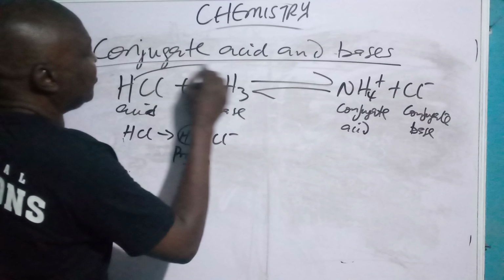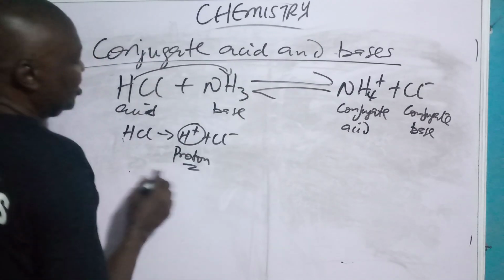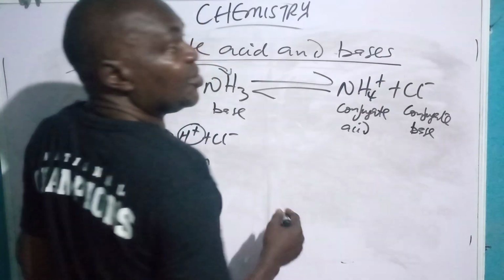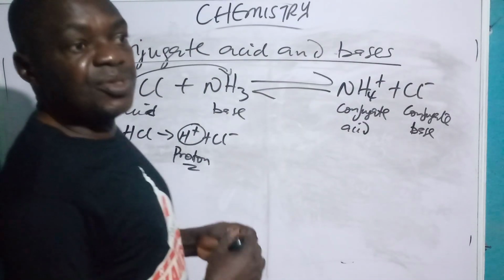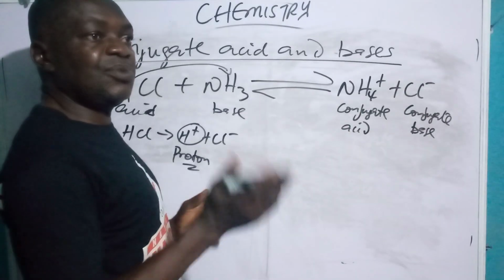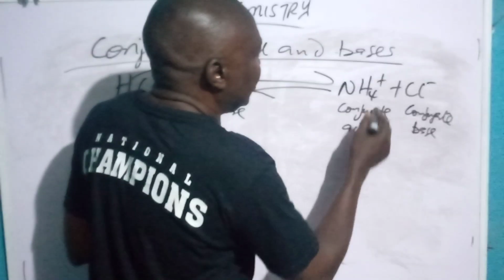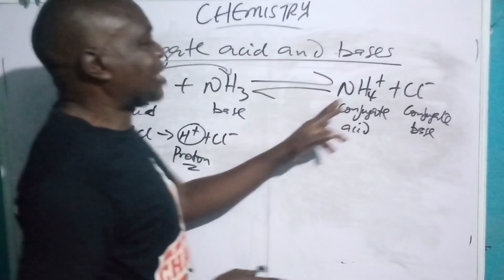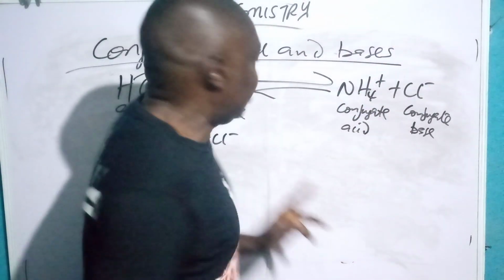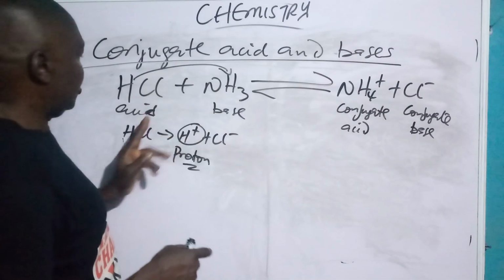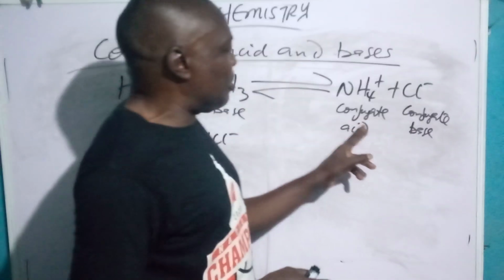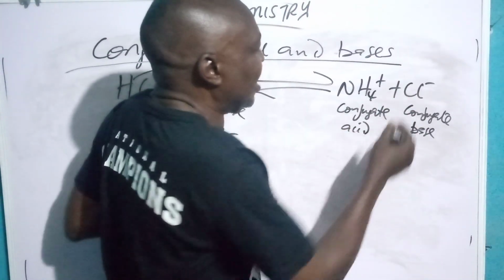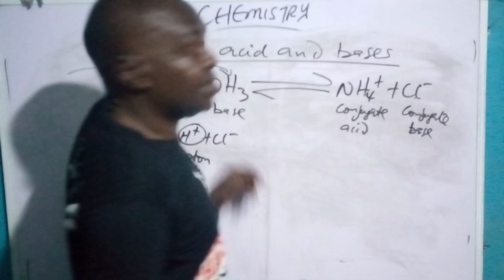So this proton is transferred to this ammonia, and so you now have NH4+. Those of you that are conversant with coordinate covalent bond, you know what I mean. It carries the hydrogen with its charge. So this is a conjugate acid. This time around, instead of being a base, it is capable of also releasing a proton. This one releases the proton, so it's an acid. This one is now capable of releasing a proton, and this is capable of accepting the proton. Because this one accepts the proton, it becomes the conjugate base, the chloride ion.